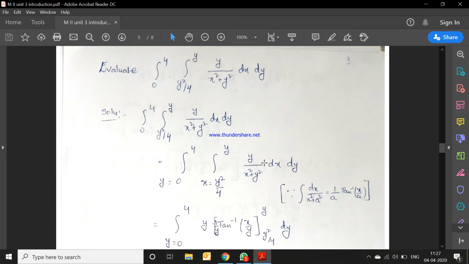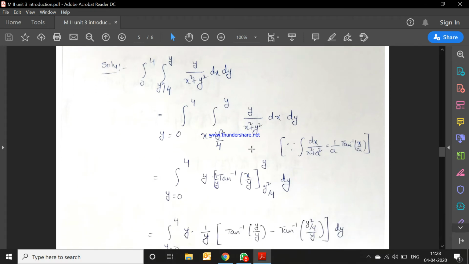First you have to integrate with respect to x. So that's why consider y as constant. Keep it fixed. And we can write the integration for dx by x square plus a square form. Here in the a place we have y. So that's why 1 by a tan inverse of x by a is the formula. So then we can substitute a is equal to y. So 1 by y tan inverse of x by y. The limits are y square by 4 to y, dy.